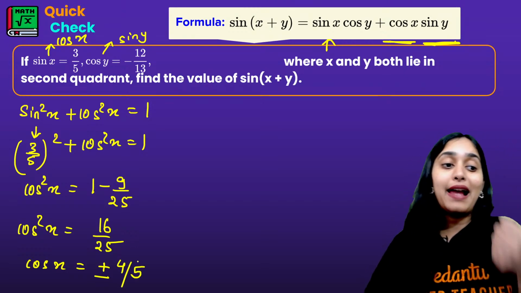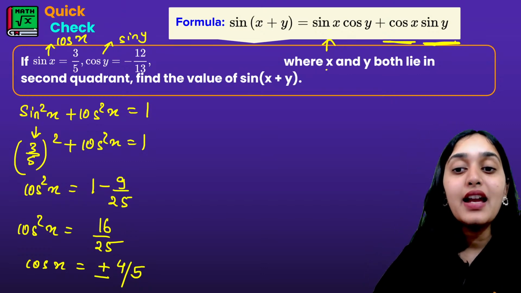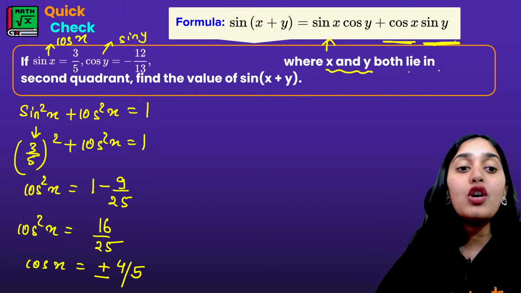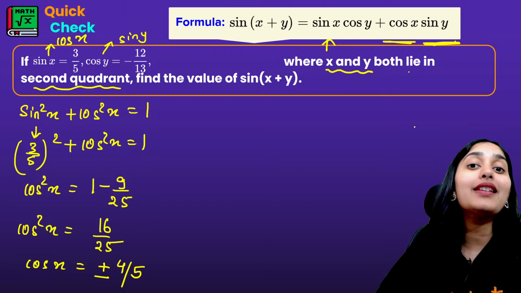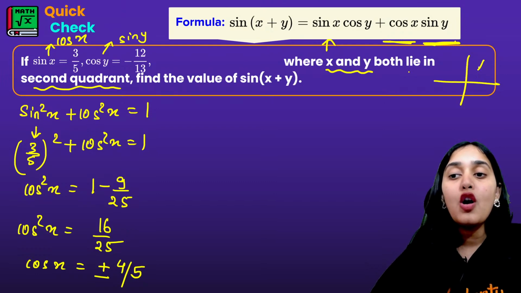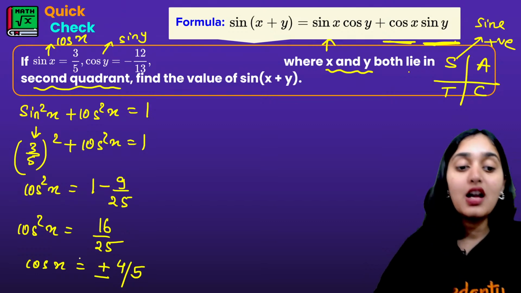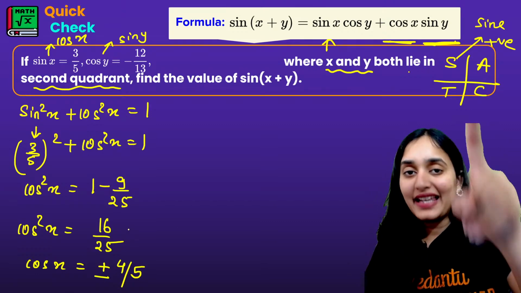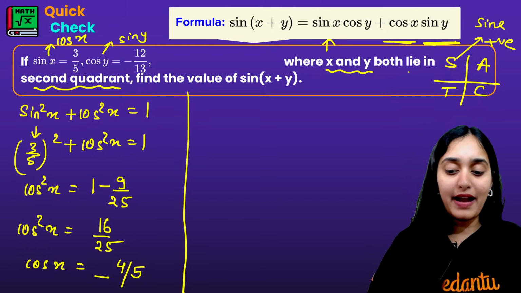Now, plus or minus, which sign will we take? It is clearly written here that x and y both lie in the second quadrant. So what is the sign rule? Remember, all silver tea cups. Sin is positive in the second quadrant, so cos will be negative. So we will take only minus 4/5. Clear?